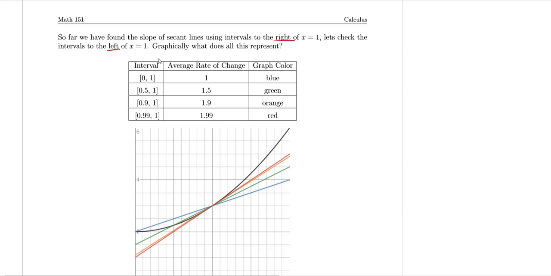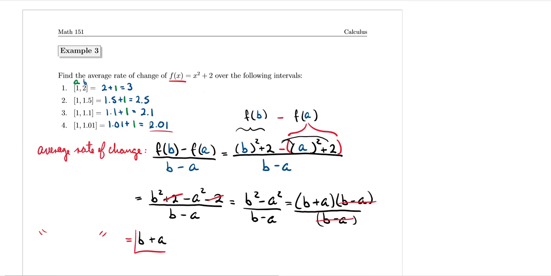Now on the interval from 0.9 to 1, I got an average rate of change of 1.9, and I labeled the secant line here with orange. And on the last interval from 0.99 to 1, I got an average rate of 1.99, and I labeled the graph here in red. Now, notice that it didn't matter whether we were using intervals to the left or to the right of 1, because ultimately it looks like the average rate of change was indeed getting closer and closer to 2.